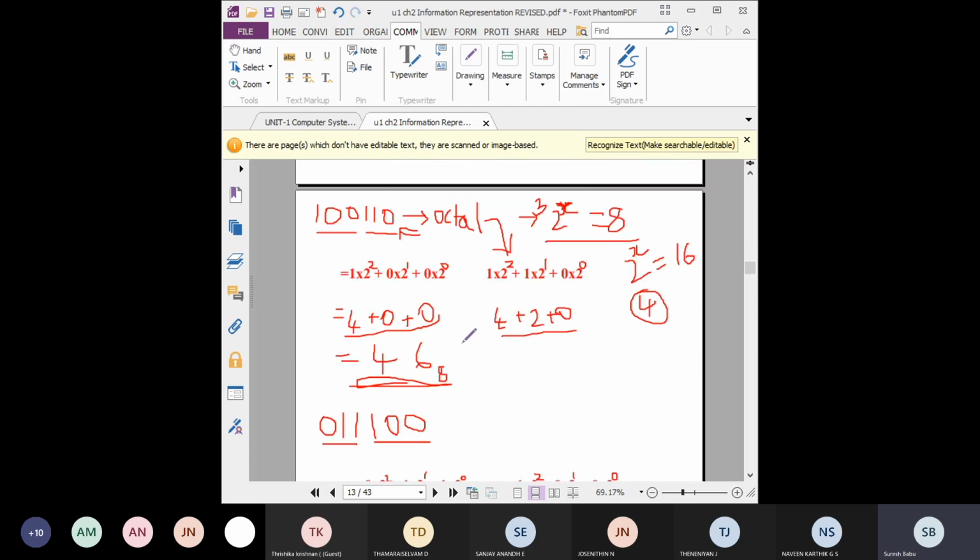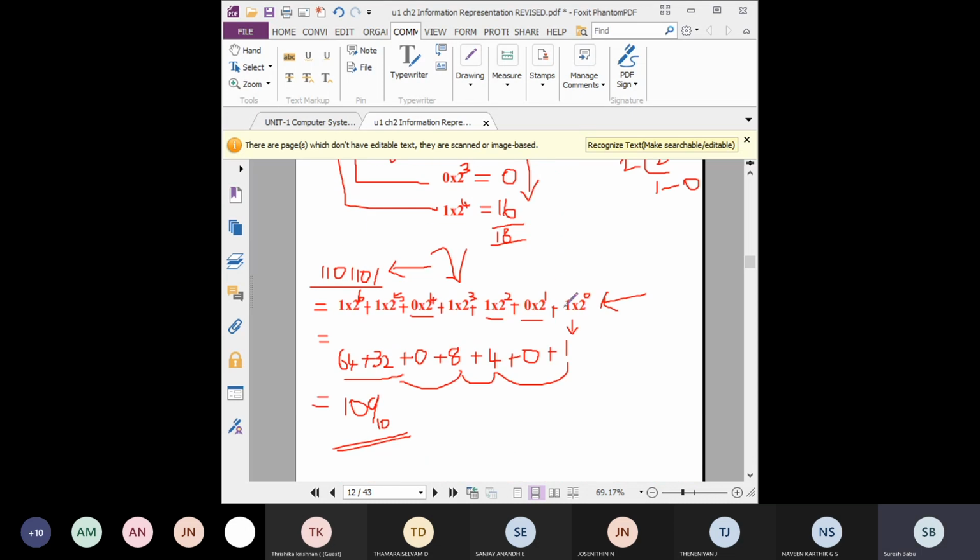Like this you have to do all the multiplication bit by bit and add all the final answers. If you add everything, you will get the final decimal value. Binary to decimal, this is the method. So you have to write everything in a slot. The power value increases up to the number of digits we have.